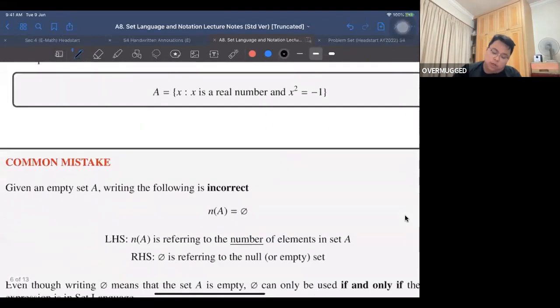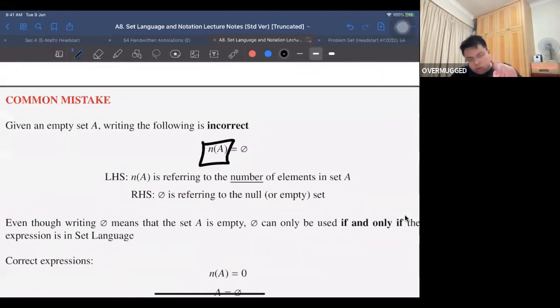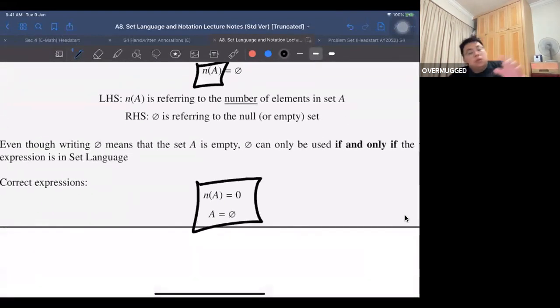But when you have a question that has the letter N, the letter N refers to the number. When you have the letter N, it must be this way. But your n(A) is 0. The number in set A is zero, while the set A is empty. So just take note, there is a difference between these 2. This is another super common mistake. Please do not make this mistake in exams.